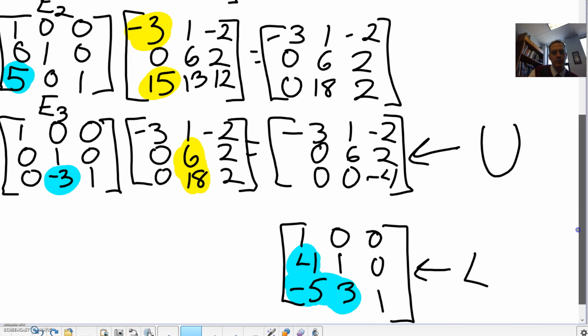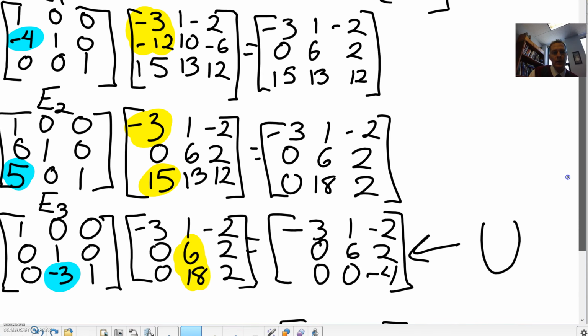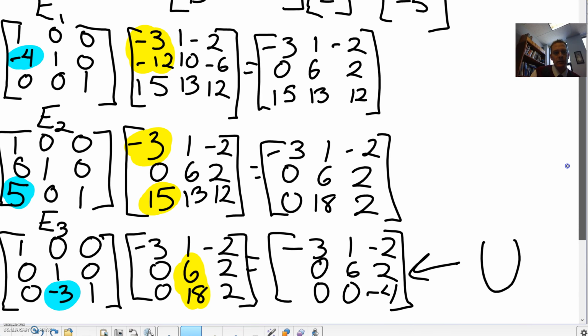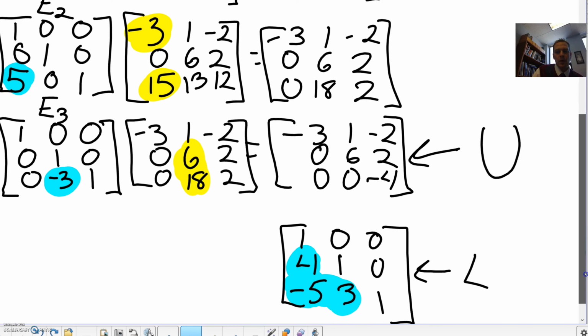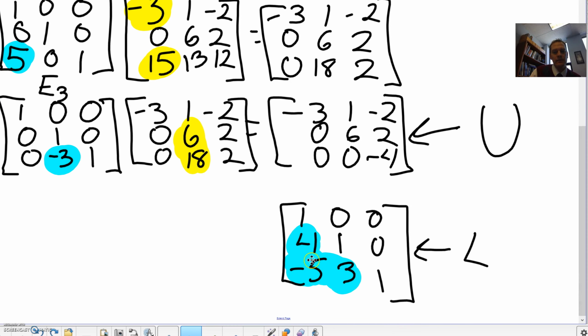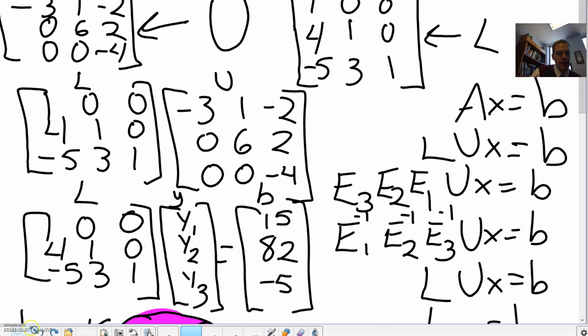My lower triangular matrix is just the inverse of all of the operations that I did in my elementary matrices. Notice that I had a -4, a 5, and a -3, while my lower triangular matrix will be the inverse of those operations. Since they were all adding or subtracting, I just do the opposite of those, and this will be my lower triangular matrix. What I'm going to show you now is how that's going to be used.